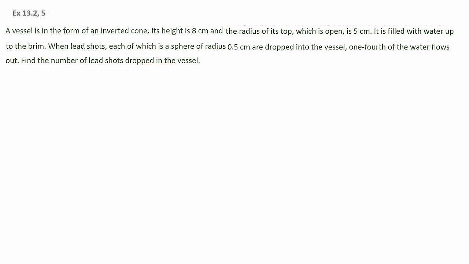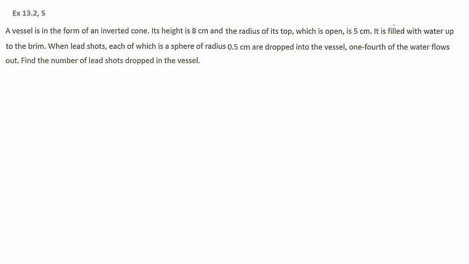Let's go through the question again. A vessel is in the form of an inverted cone. Inverted cone in the sense just keeping the cone upside down. In a normal cone, the base is a circle, the circular portion is down and the vertex is up. Inverted cone is just the opposite, meaning the circular portion is up and the vertex is down. The height of the cone is given as 8 cm and the radius as 5 cm.